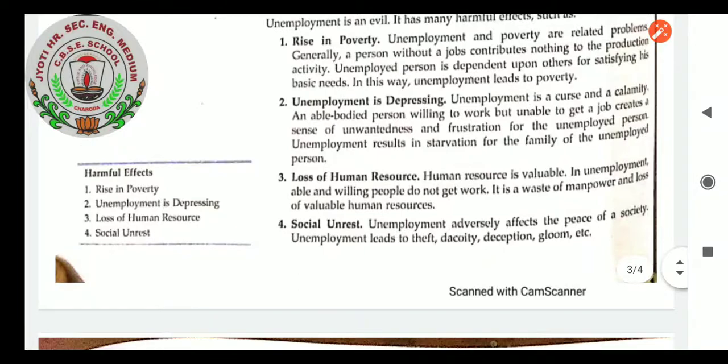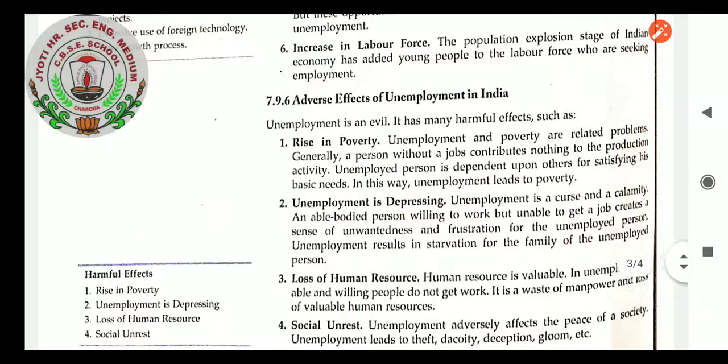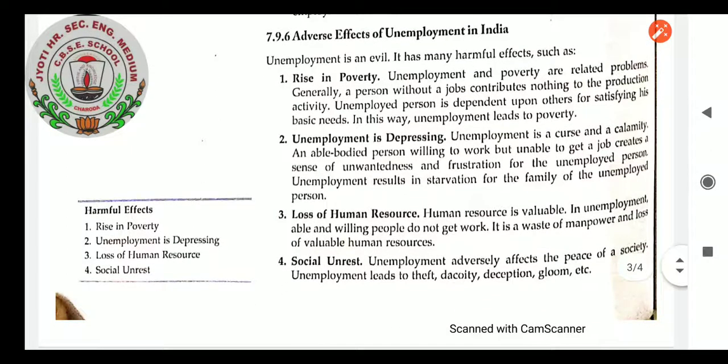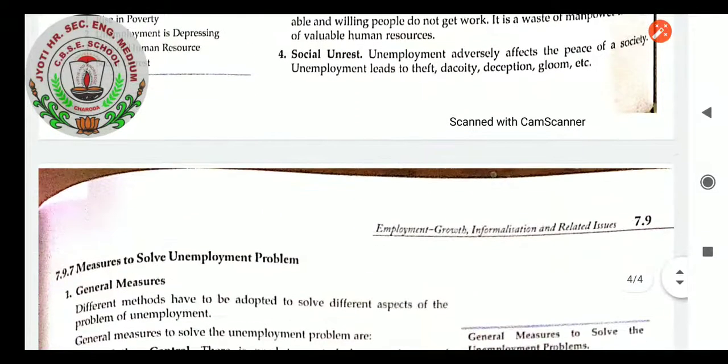So these are the adverse effects of having unemployment in India. Poverty will rise, unemployment is depression, loss of human resource power we will see, and the social unrest. One example of loss of human resource is when students are learning. In this, in some of the students' minds it comes, why to learn? People are unemployed after learning also. So there are many things which make us demotivated, depressed. So those are the very adverse causes and effects of unemployment in India.